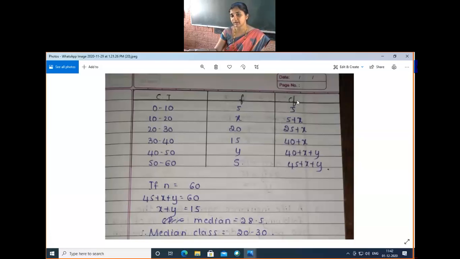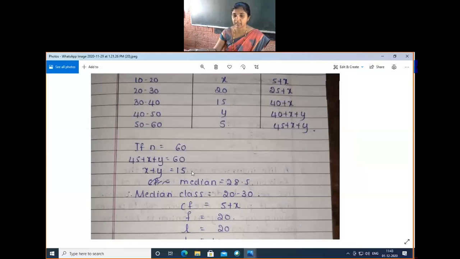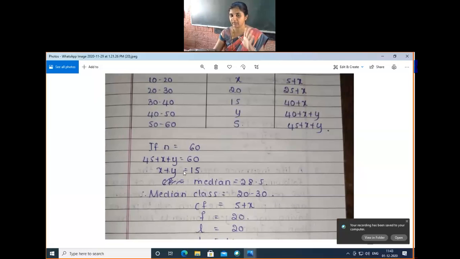So what can we observe from this? The total 60 is given in the problem. But when we add the frequency column, 5 plus x plus 20 plus 15 plus y plus 5: 20 plus 5 is 25, 25 plus 15 is 40, 40 plus 5 is 45, so 45 plus x plus y. You can observe this is the last cumulative frequency. N is the sum of the frequencies, that is 45 plus x plus y, which is equal to the total we know, 60. Then x plus y is equal to 60 minus 45, so x plus y is equal to 15. Keep this 15 safely.